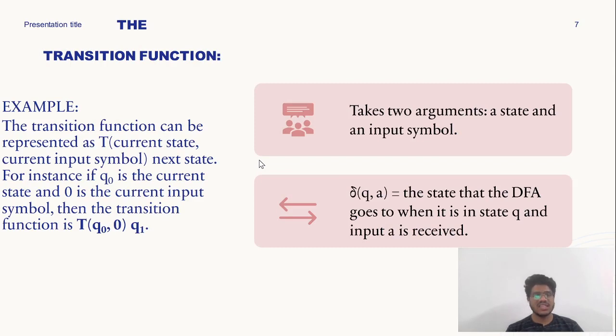Next, the transition function has two arguments. One is a state and one is an input symbol. Delta of q comma a is equal to the state that the DFA goes to when it is in state q and input a is received. Next example, the transition function can be represented as t of current state and current input symbol, giving the next state. For instance, if Q0 is the current state and 0 is the current input symbol, then the transition function is t of Q0 comma 0 equals Q1.